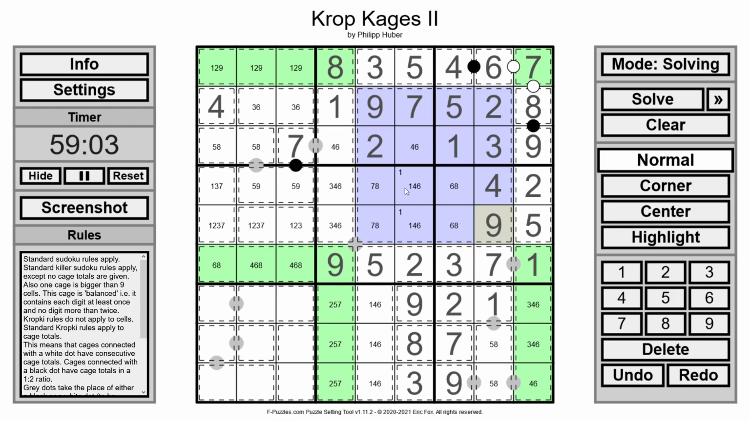And these cells look back over here. This can't be 4, this can't be 4. And I think that is it so far.